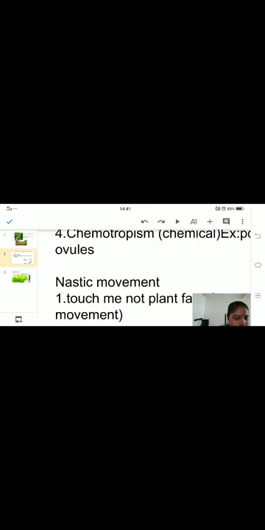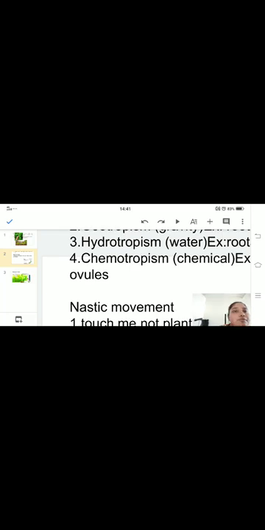Now moving forward, the fifth one is thigmo. According to the touch, the thigmonastic, as soon as we touch, it tries to fold, so we call it thigmotropism. Am I clear?